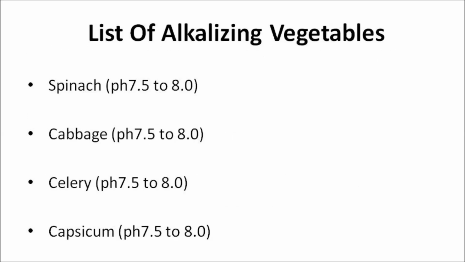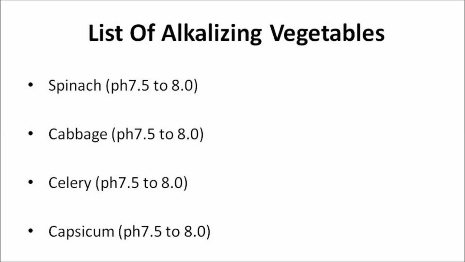Here is a list of some alkalizing vegetables. Spinach. It's a very low alkaline forming food. It's moderate in alkaline, with a pH of 7.5 to 8.0, and spinach content raises alkalinity. Cabbage. Low alkaline forming food with a moderate alkaline level of 7.5 to 8.0. It's also a good substitute for coca, and it's mineral rich.